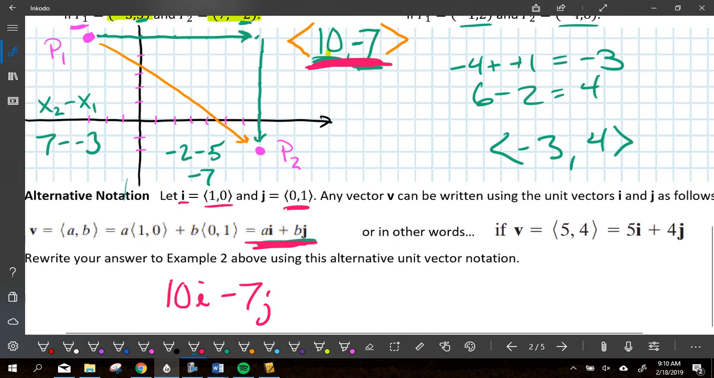Write your notation for the other vector here. Negative 3, 4. Write that notation. Or write that vector with the alternate notation. So, Mara, what'd you write for that? Negative 3i plus 4j. Yep. Negative 3i plus 4j. Same difference. Make sense on what we're doing with that?